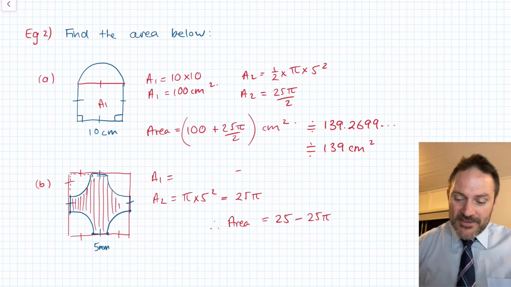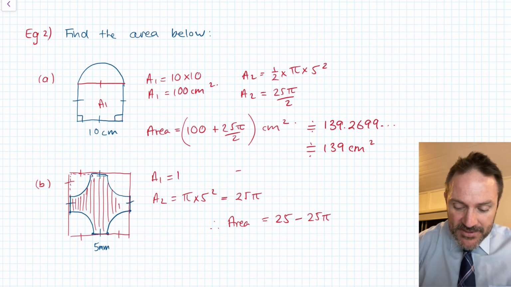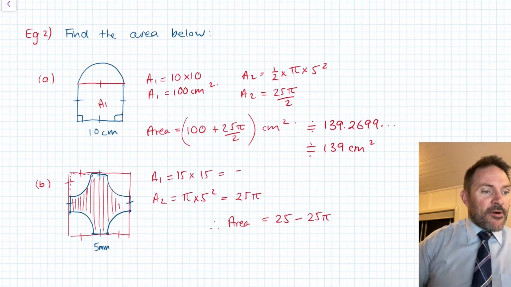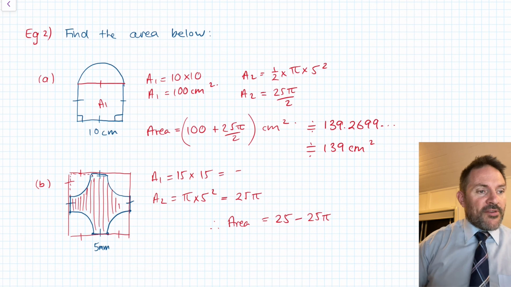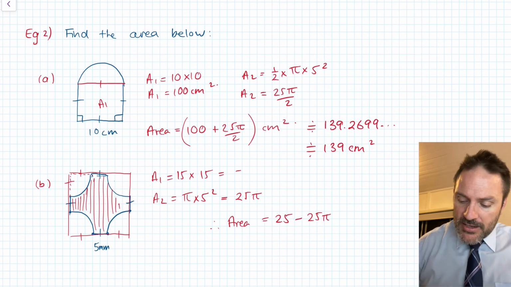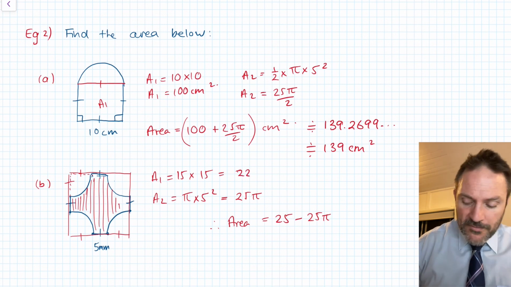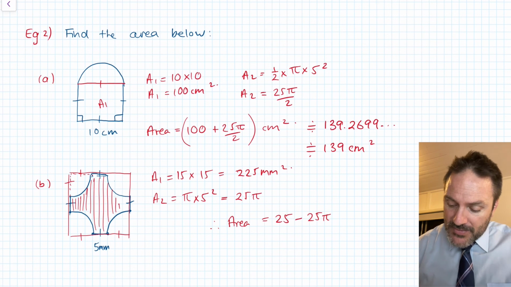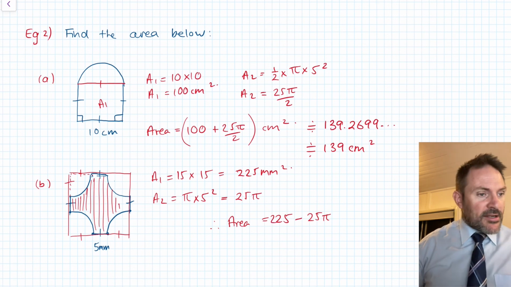The square is 15 centimeters or millimeters long. So 15 by 15. Okay, be very careful. I worked that out though, because I figured out that I was taking away a bigger area than I had. So that's 225 millimeters squared. Ooh, that was close. So let's do a 2 there. Okay, so now we're going to take away the 25 pi.